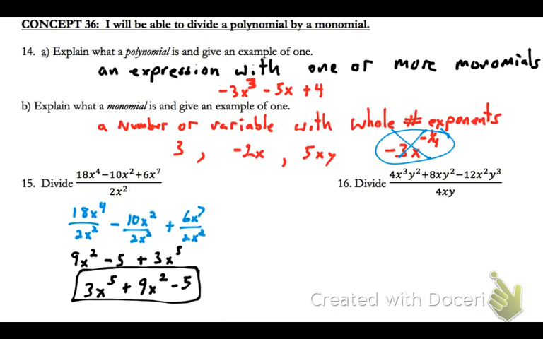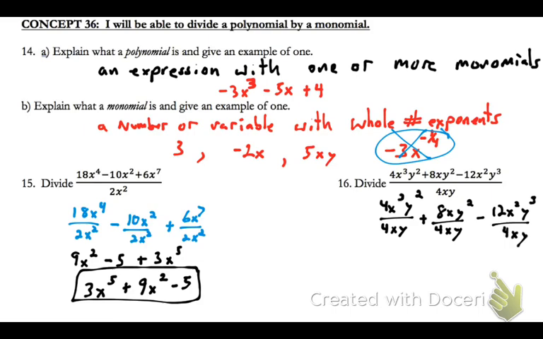Again, I'm going to split everything up here. So 4x cubed y squared, we're dividing that by 4xy. A positive 8xy squared, we're dividing that by 4xy. And a negative 12x squared y cubed divided by 4xy. 4 divided by 4 is 1. Because 1 would be the coefficient, I don't technically have to write the 1. It's understood.